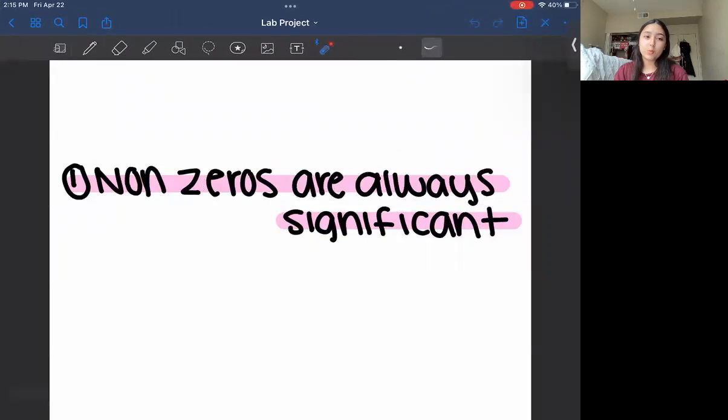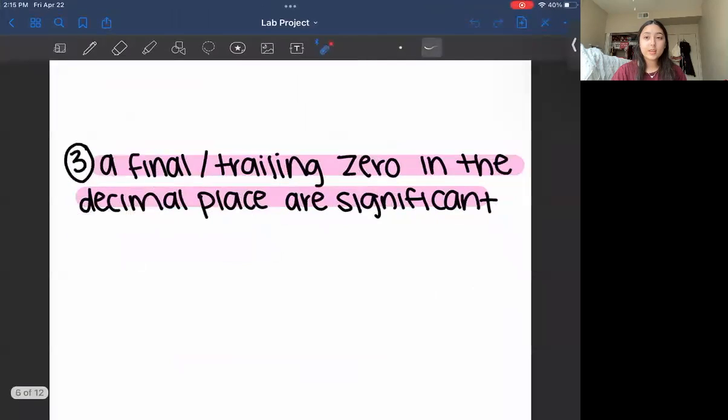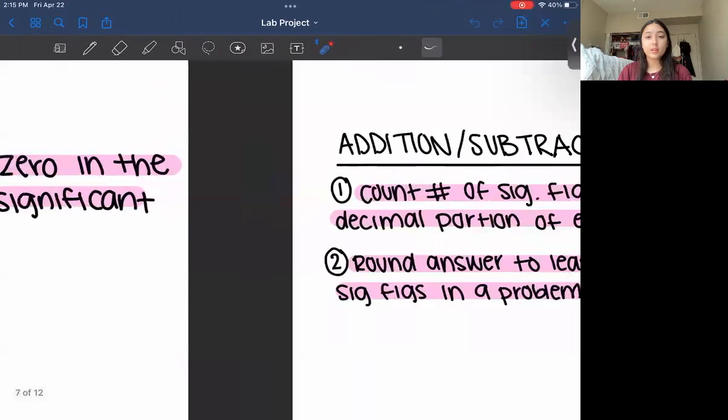So there are rules. Number one, non-zeros are always significant. Number two, any zeros between two significant digits are significant. Number three, a final or trailing zero in the decimal place is significant.